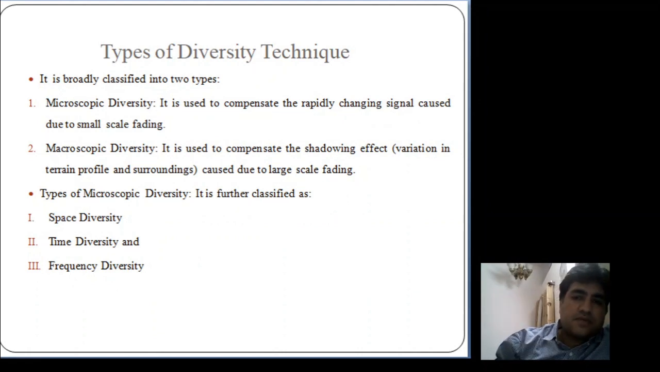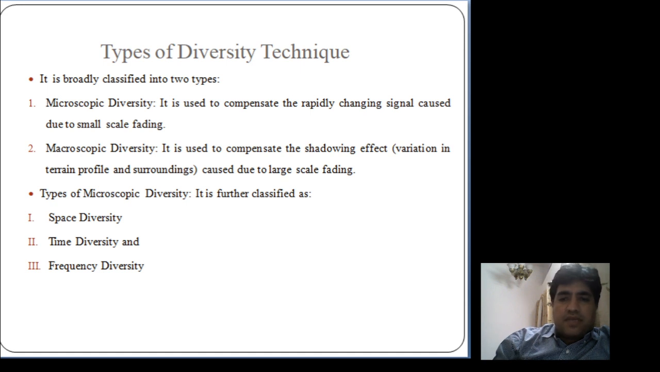Next is the types of diversity techniques. It is broadly classified into two types. First is microscopic diversity and second one is macroscopic diversity. Microscopic diversity is used to compensate for the fading that occurs at small scale, that is small scale fade, which is basically the fluctuation of the signal. Macroscopic diversity technique is adopted for large scale fading, to compensate for large scale fading that arises due to the variation in the terrain as well as the surrounding objects.